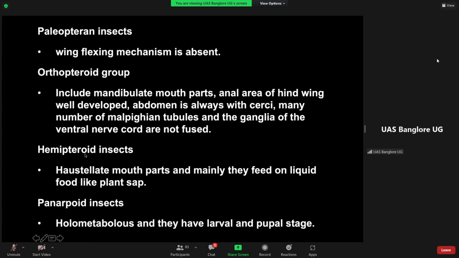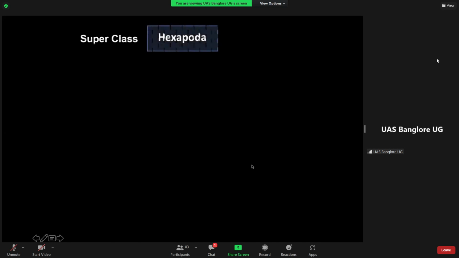Then hemipteroid orders, where we have piercing and sucking mouth parts. All of those insects we put under hemipteroid insects. Then panorpoid orders, which are holometabolous insects that have larvae and pupa. Panorpoid means they have this kind of metamorphosis. So holometabolous insects are called panorpoid insects.